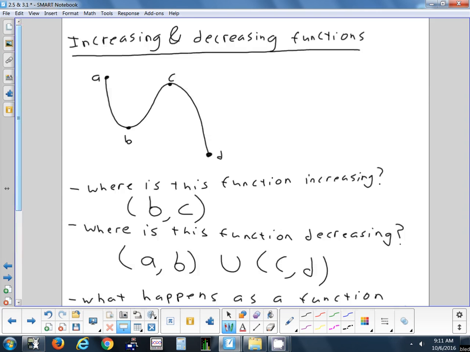A function is decreasing if as x goes up, y goes down. So as x heads to the right, your y values head down. And that could look something like this. So any questions on what it means formally for a function to be increasing or decreasing?